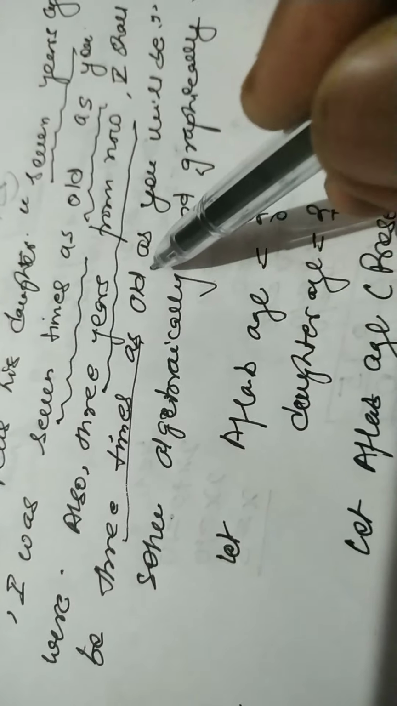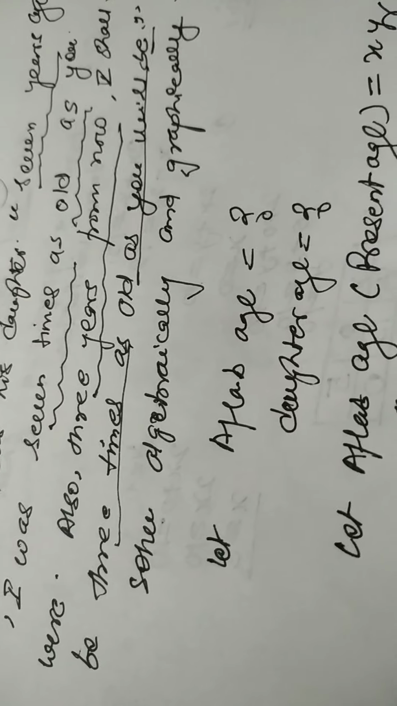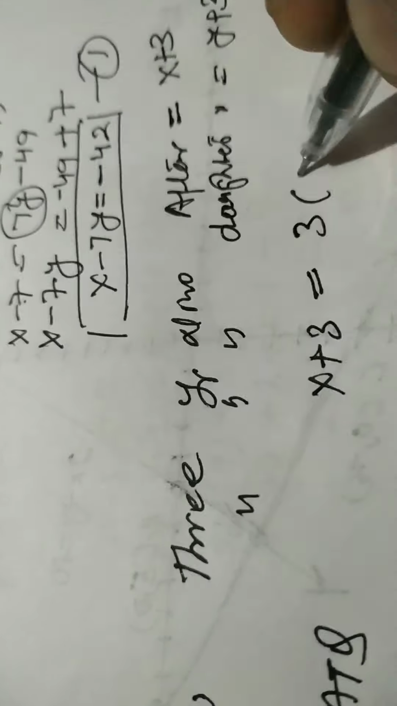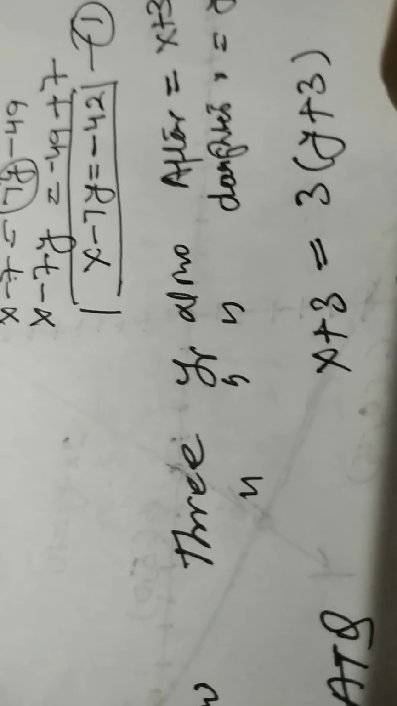And 3 years from now, his daughter's age will be Y plus 3. But according to the question, 3 years from now, I shall be 3 times as old as you. That means Aftab will be 3 times as old as his daughter. So the condition is X plus 3, which is Aftab's age after 3 years, is equal to 3 times Y plus 3, which is the age of his daughter.